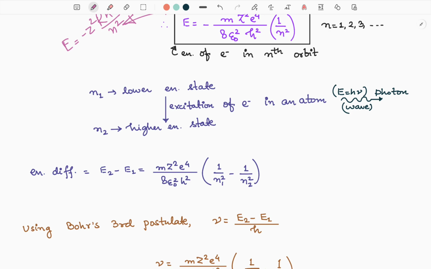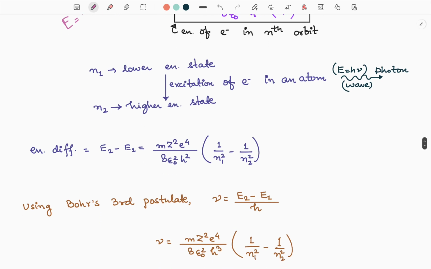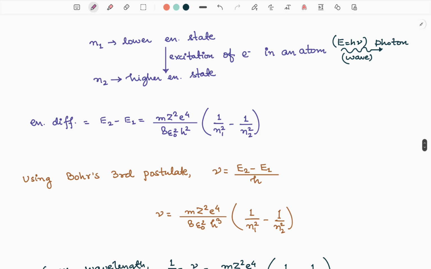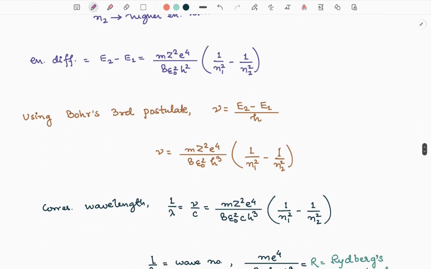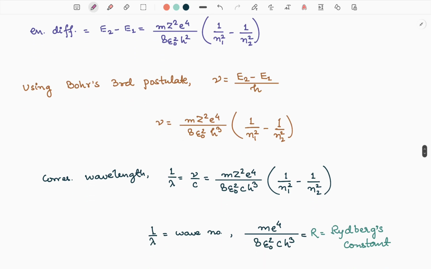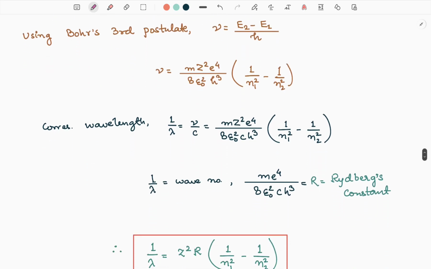So using the above expression we can write E2 minus E1 as m Z square e to the power 4 upon 8 epsilon naught square h square into 1 by n1 square minus 1 by n2 square. Again, using Bohr's third postulate we can calculate frequency as E2 minus E1 by h. So nu becomes m Z square e to the power 4 upon 8 epsilon naught square h cube in bracket 1 by n1 square minus 1 by n2 square. For the corresponding wavelength, we will write 1 by lambda is equal to nu by c.